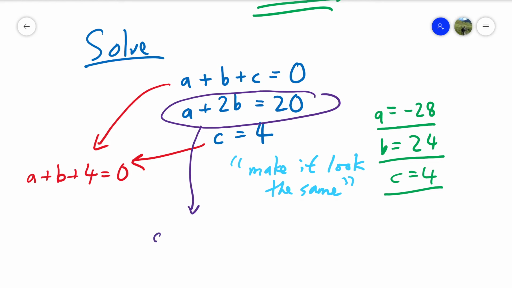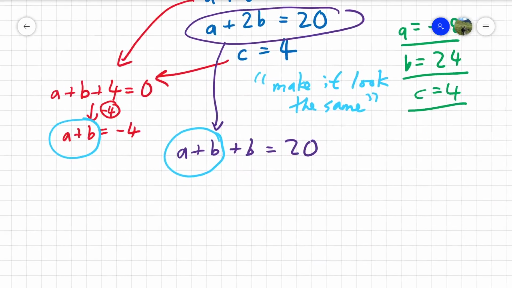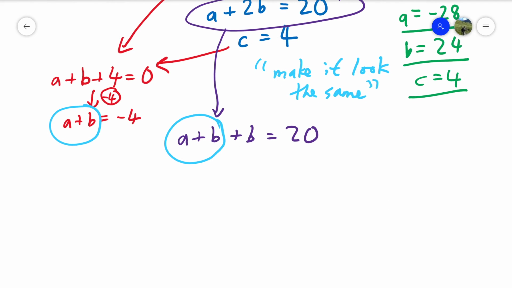I'm going to change that to be a plus b equals 20, because obviously b plus b is the same as 2b. And then this equation here, I'm going to change it to be a plus b equals minus 4, because what I'm going to do is minus 4 from both sides. Oh, look. Can you see what I've done? I've got a plus b and a plus b. So now I can rewrite, let's move this down a bit, I can now rewrite this as minus 4 equals b.